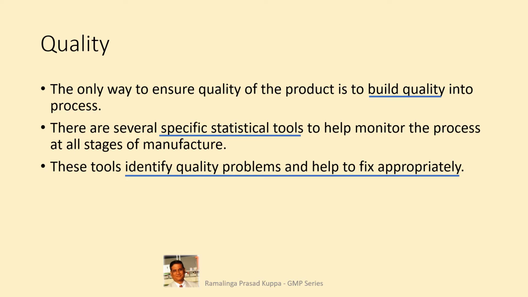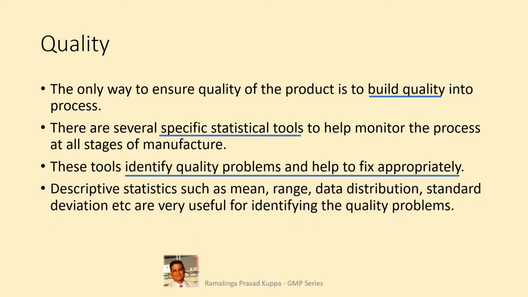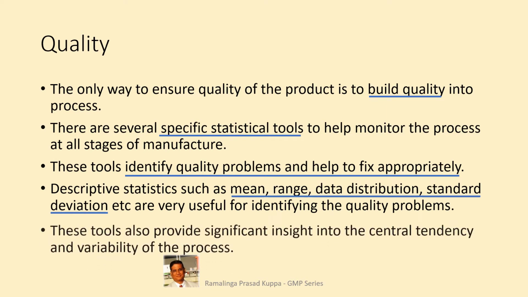The outcome of the statistical data identifies the problems in the manufacturing and will help to design the process with corrective and preventive actions at any stage of the manufacturing process. Descriptive statistics such as mean, range, data distribution, standard deviation, etc. are very useful for identifying the quality problems. These tools will help to monitor the data for compliance.